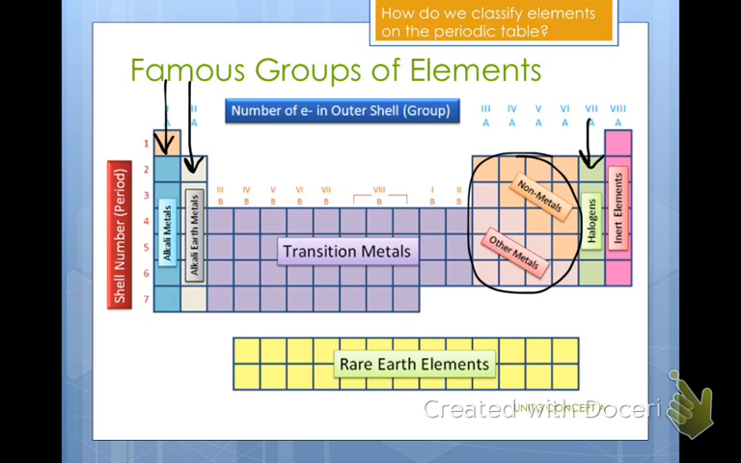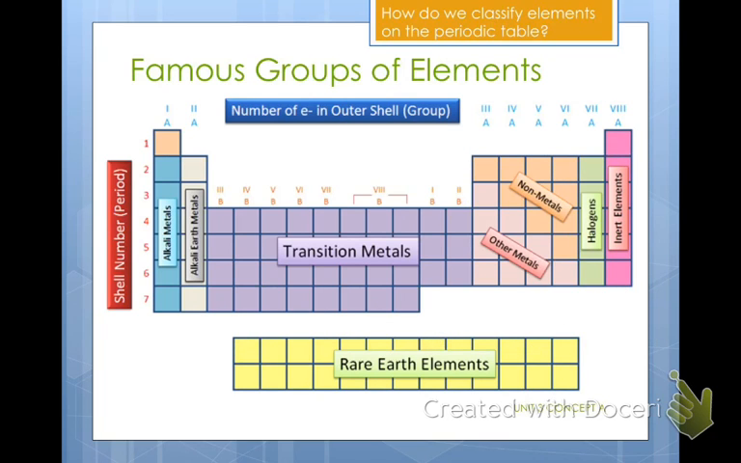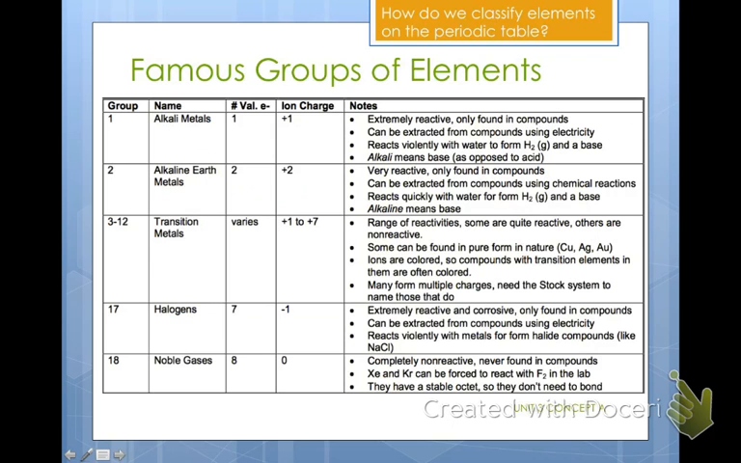Your group 17 are called your halogens. And group 18, this says inert, we like to just call them noble gases. These down here, you do not need to know by name. These are rare, or most of them are radioactive, so they're very unstable and they don't exist for very long.